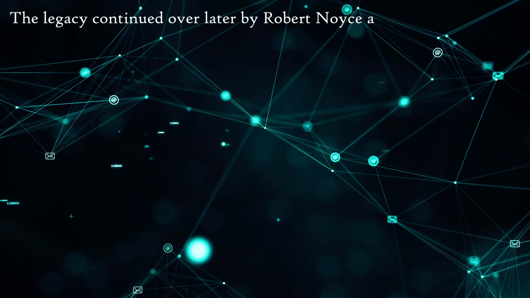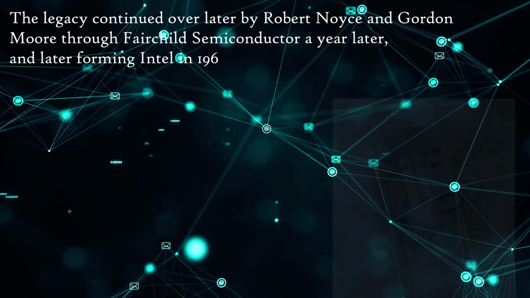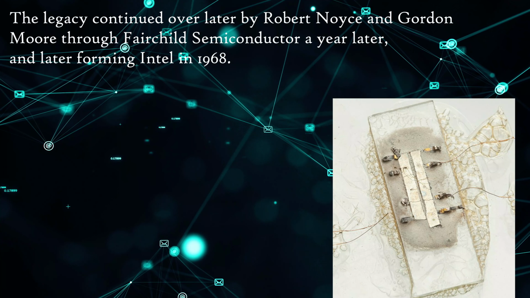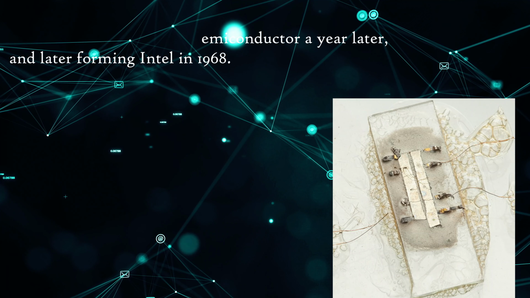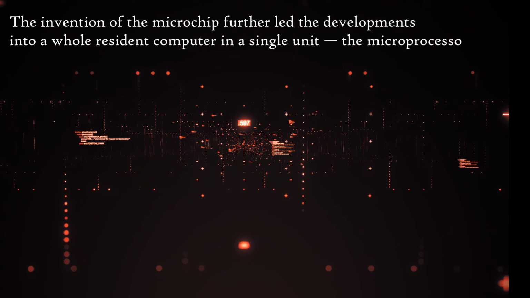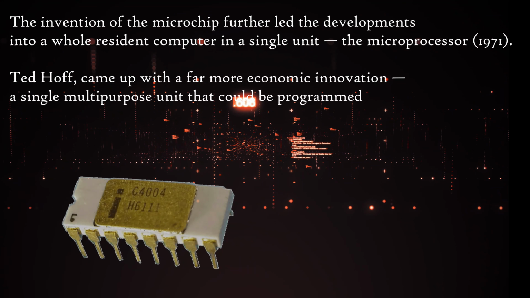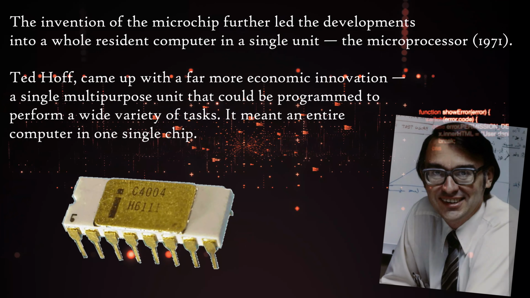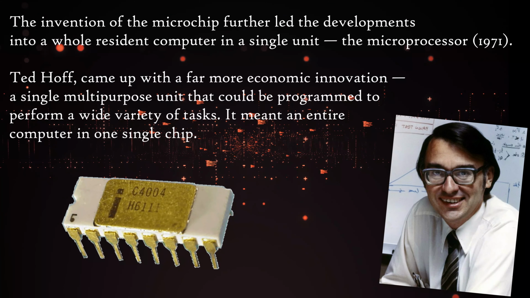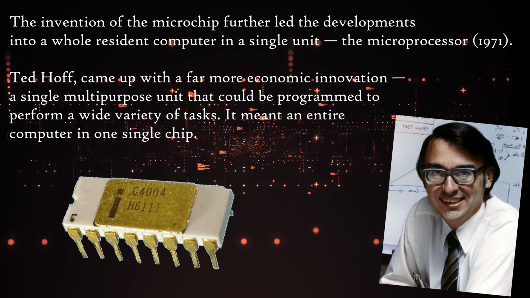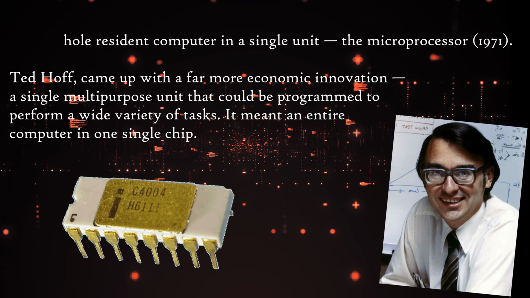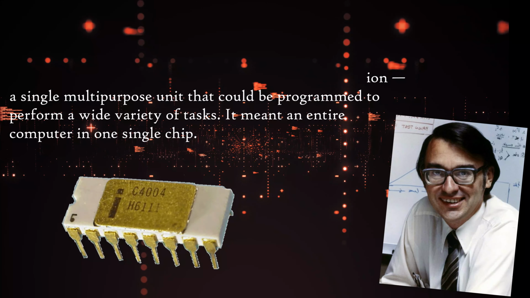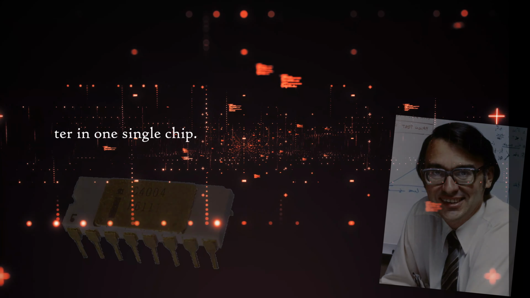The legacy was continued later by Robert Noyce and Gordon Moore through Fairchild Semiconductor a year later, and later forming Intel in 1968. The invention of the microchip further led the developments into a whole computer in a single unit called the microprocessor in 1971. Intel came up with a single multi-purpose unit that could be programmed to perform a wide variety of tasks. It meant an entire computer in one single chip.